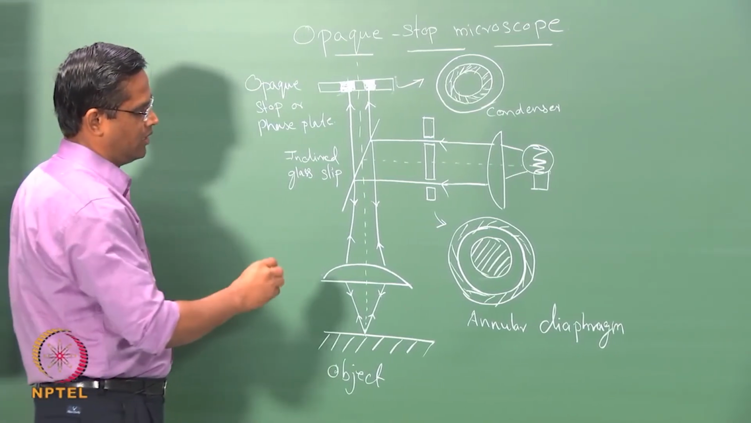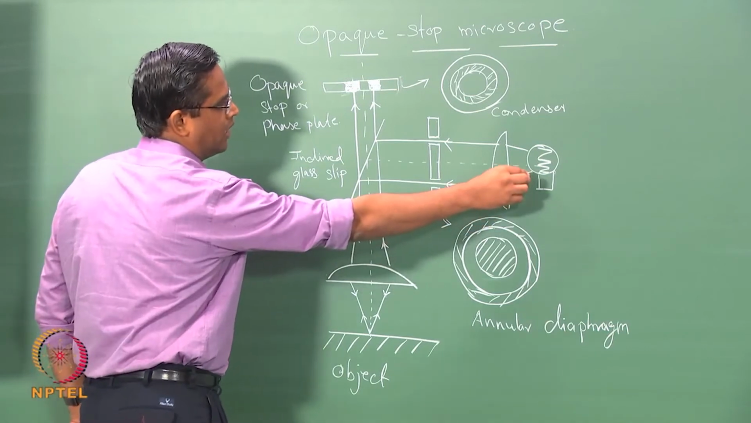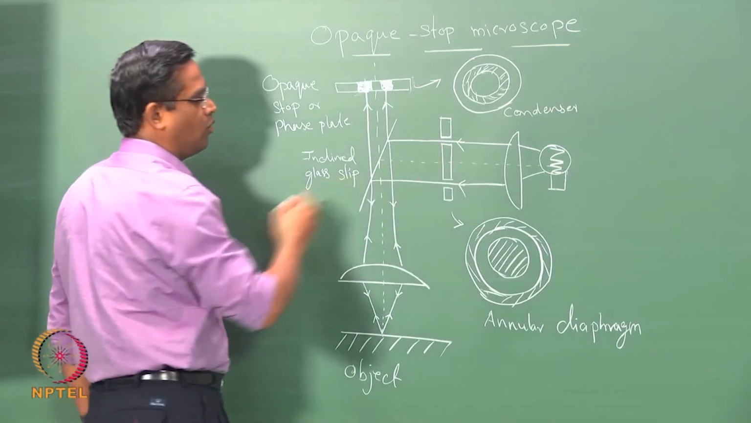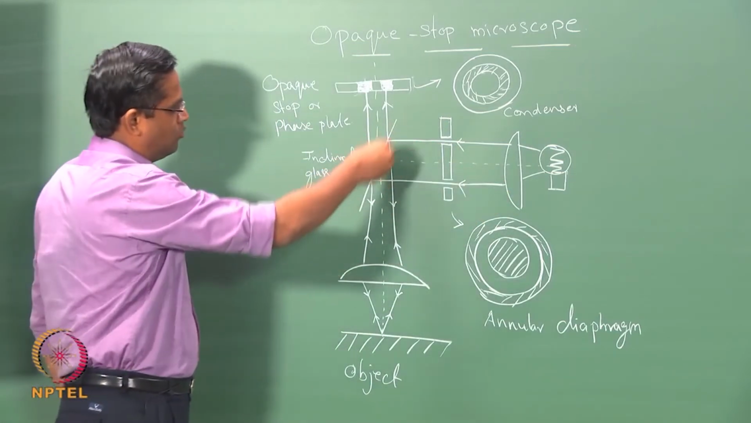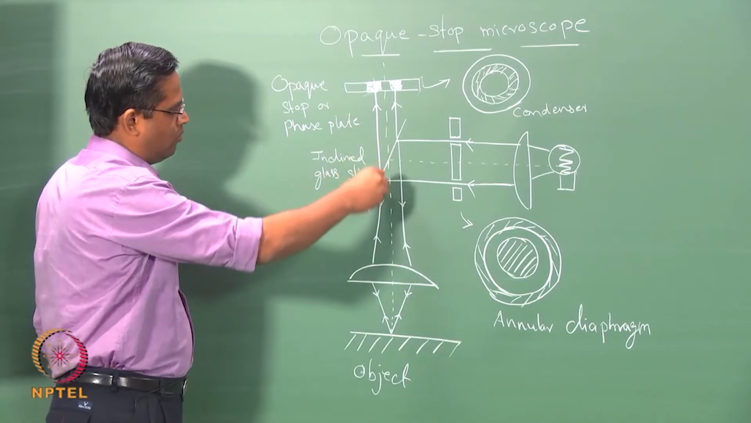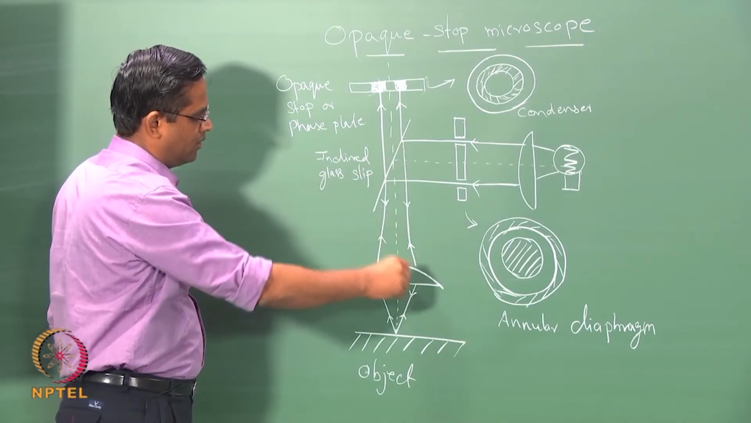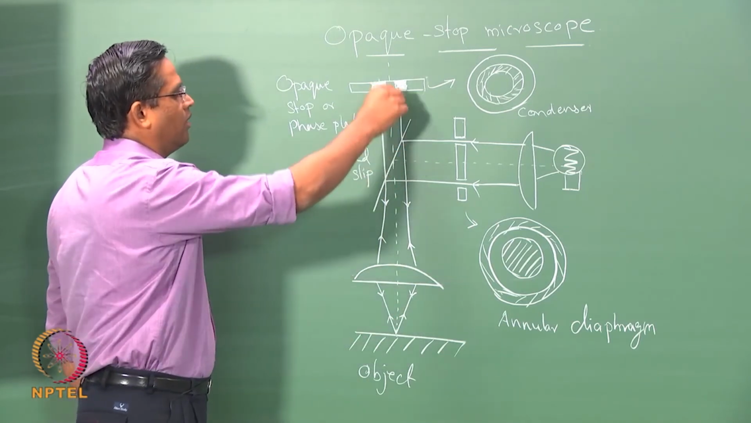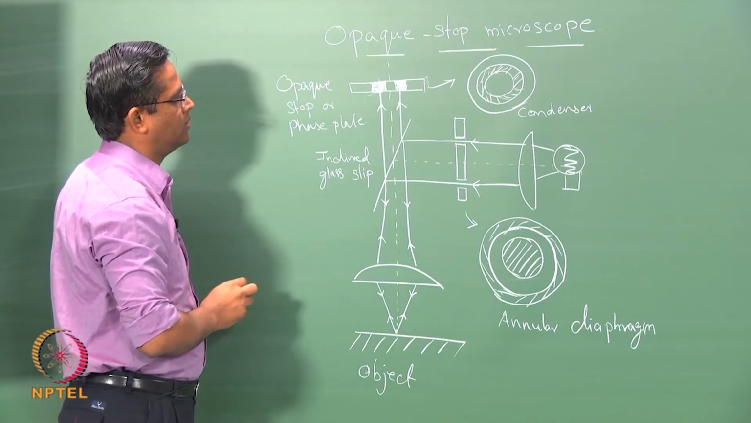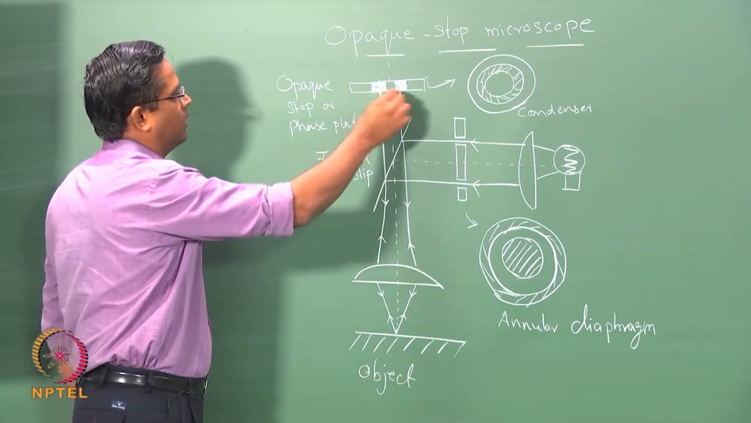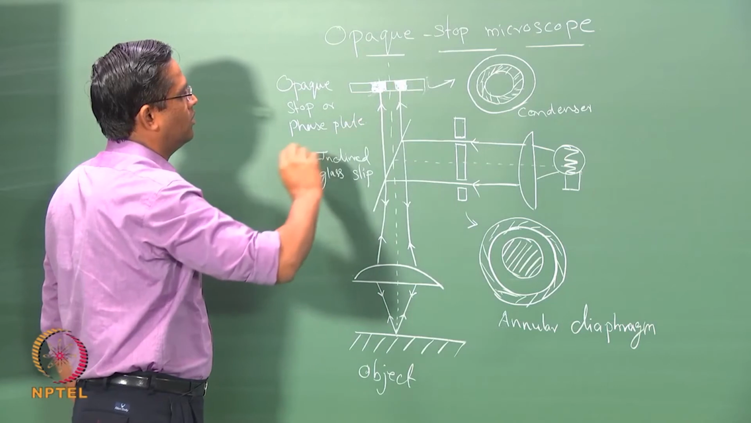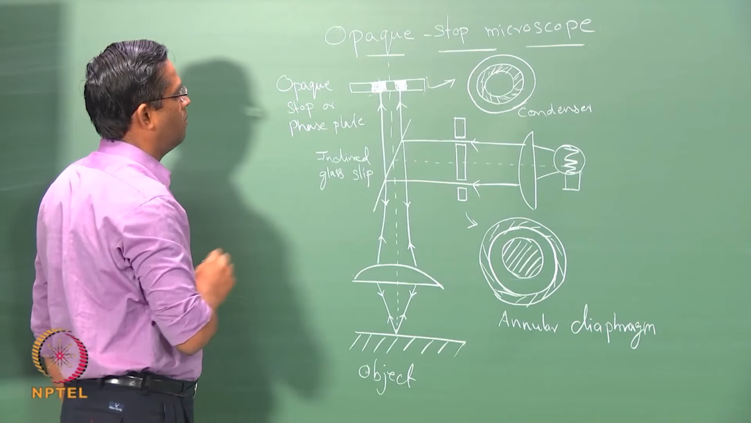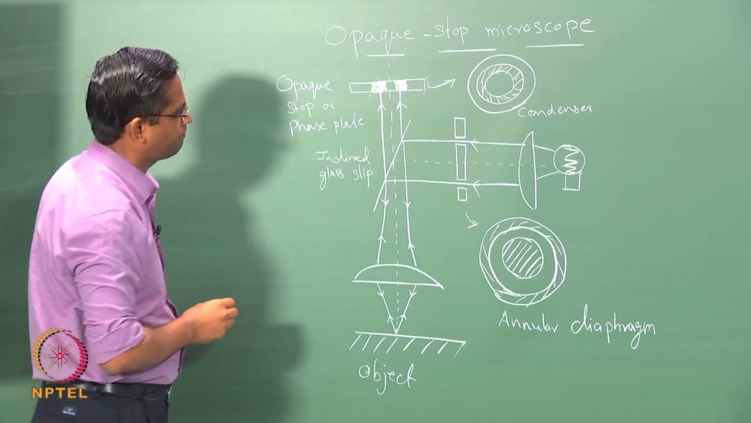Let me describe it once again. When the light passes through the annular diaphragm, only the cone of light is allowed to pass through the microscope, and then it is reflected on the specimen and comes back. Before it enters the eyepiece setup, it is stopped by a faceplate or opaque stop.